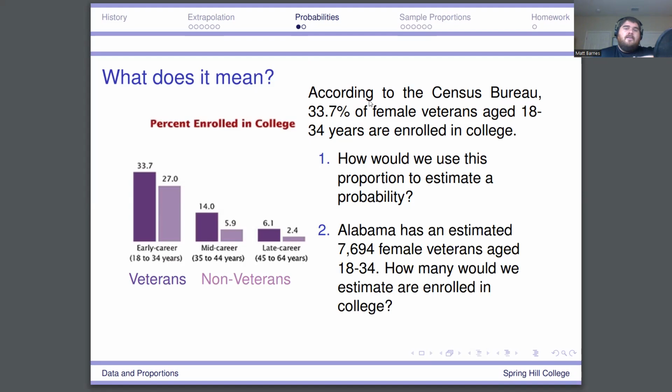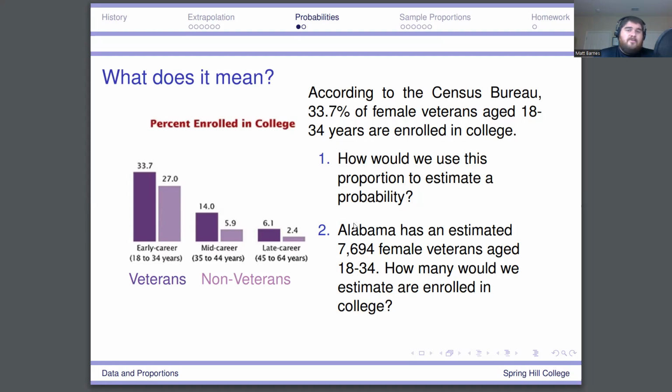So using this, we could say, well, Alabama, at the time I came up with this, had 7,694 female veterans aged 18 to 34. How many would we estimate are enrolled in college? We could say, okay, well, this 33.7% gives us a good indicator of the percentage that would be enrolled, a proportion or a probability. And so we could say, I would expect about a third of these female veterans to be enrolled in college. So I could take this 7,694 number right here, and I could divide it by 3, because about a third.